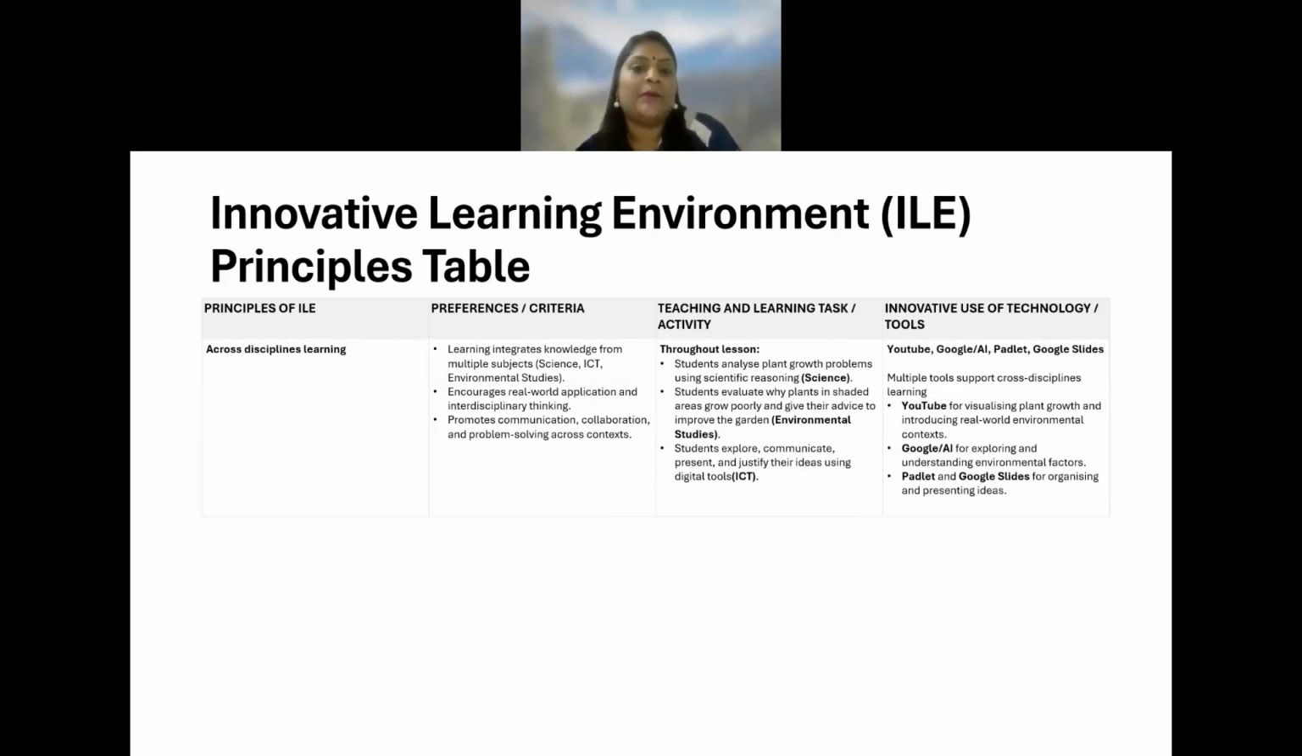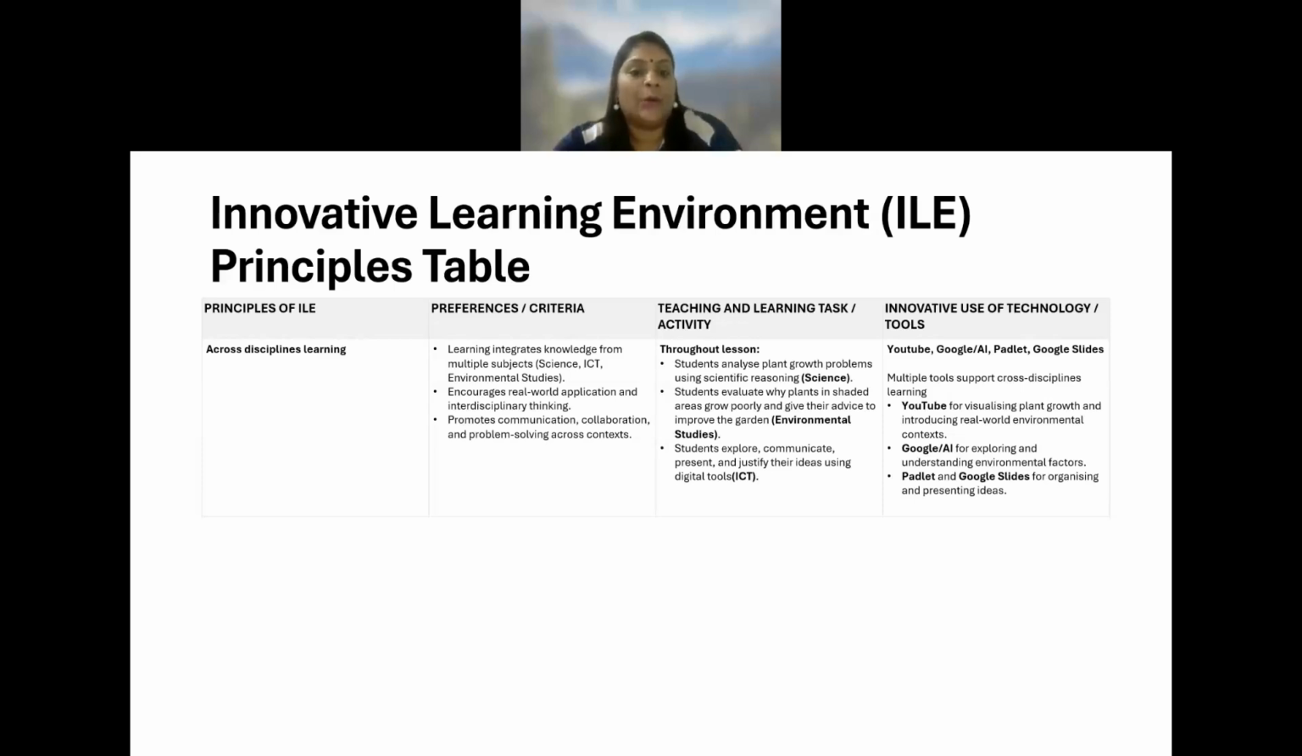Assessment for learning happens throughout the lesson, not just at the end. Teachers monitor Padlet posts, slides, and discussion to fix misconceptions early. Feedback is instant and positive, using comments, peer responses, and fun animations, so teachers can adapt teaching in real time.